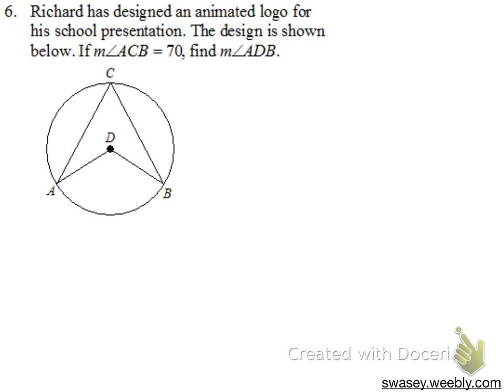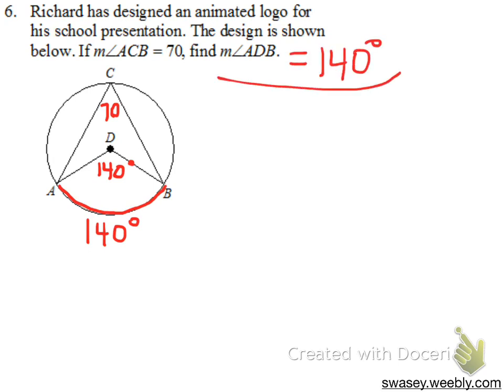Here we're told that the measure of angle ACB is 70, so that inscribed angle is 70. So that means the intercepted arc is 2 times the inscribed angle, so the intercepted arc is 140 degrees. And so that central angle there is also 140. And that's what we're looking for. So the measure of angle ADB is 140 degrees.